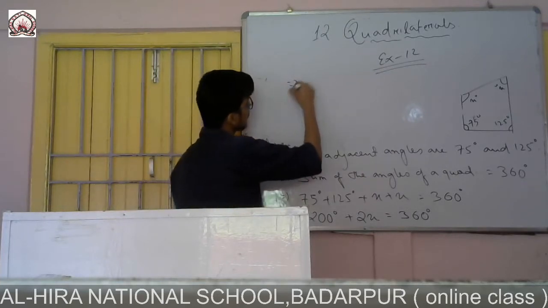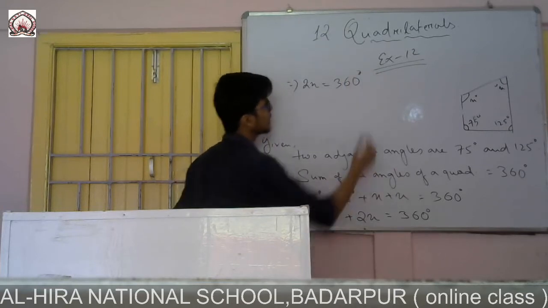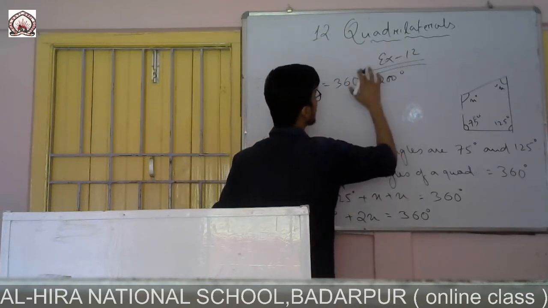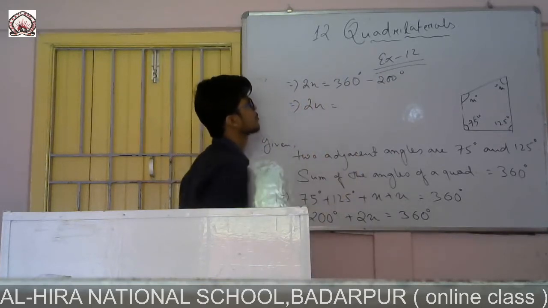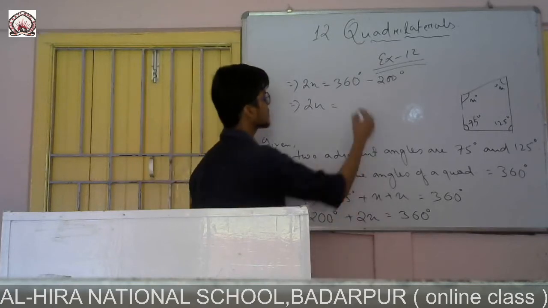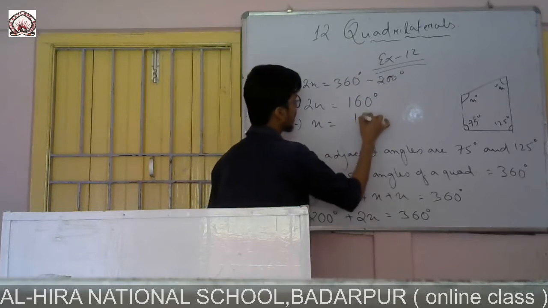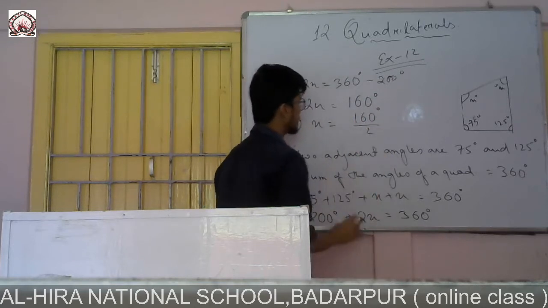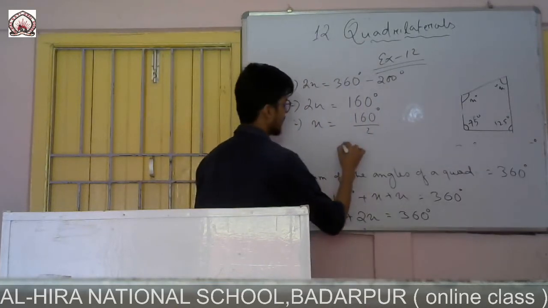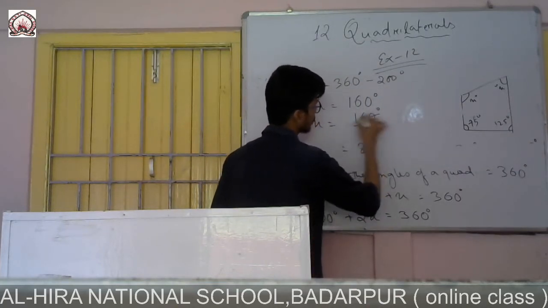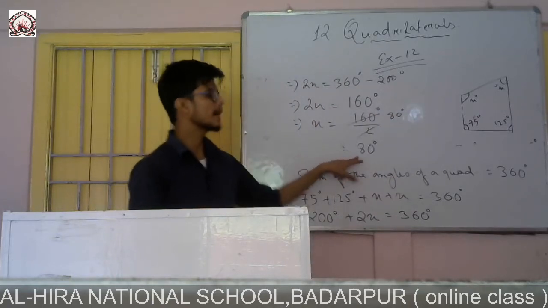This implies 2x equals 360 minus 200 degrees. This one is plus 200 degrees, and if I change the side, it will be minus 200 degrees. Twice x equals 360 minus 200, which is equal to 160 degrees. X will be equal to 160 degrees divided by 2. If I cancel by 2, it will be 18. 8 twos are 16, so it will be 80 degrees. That means the value of x is 80 degrees.